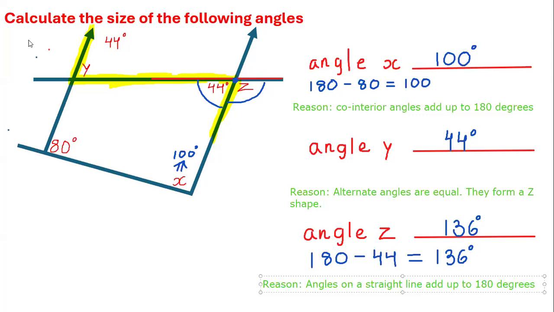So that's that. Okay, so what's the reason? Why do we get 136 for this one? Because we subtract 44 from 180. Yes, but why did we subtract it? What's the reason, class? The angles on a straight line. Angles on a straight line equal 180 degrees. Very good. Angles on a straight line add up to 180 degrees.